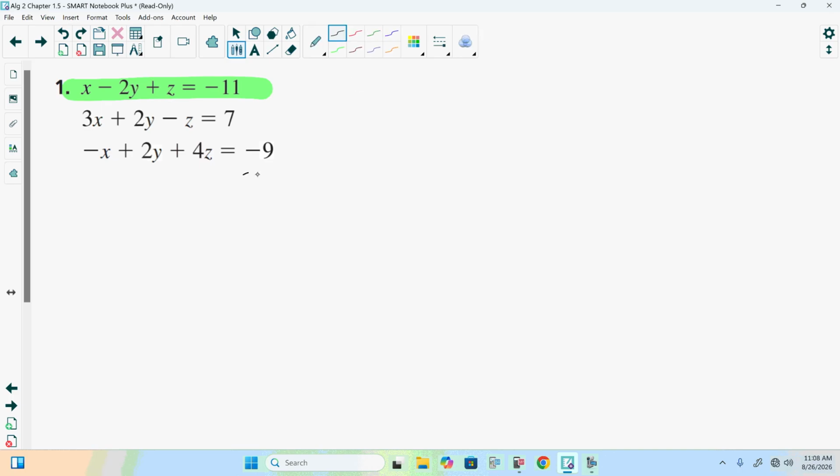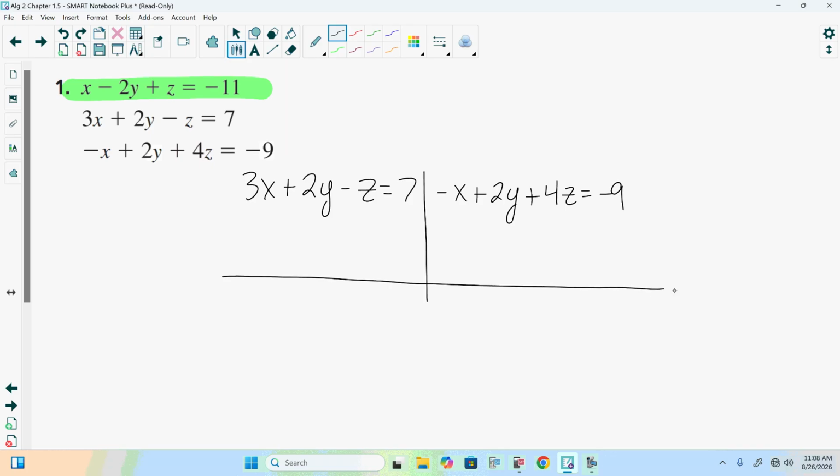Now we could pick the top equation as our eliminator equation. Now on the left-hand side, Z's or Y's are already lined up. So we can just fill in our x minus 2y plus z equals -11. Now this does give us something interesting, and we'll see what it is here in a minute.